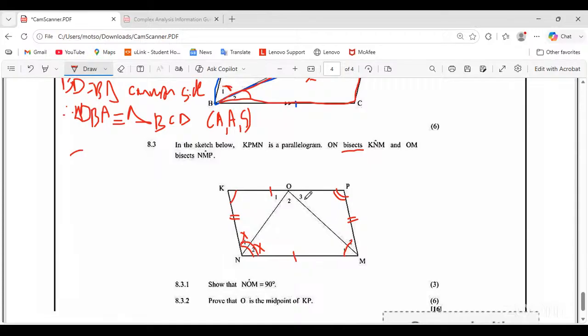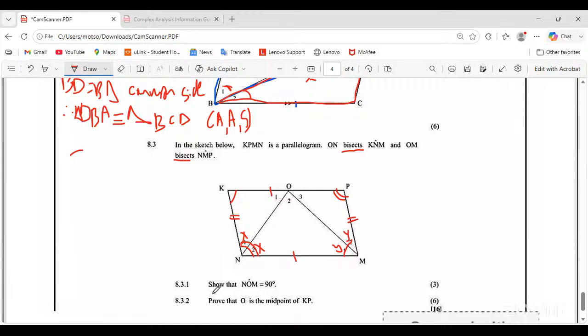Okay, and OM bisects NMP. Now, this line divides this angle into two equal parts. If this angle is Y, this angle will also have to be Y. Why? Because OM bisects this angle here. Okay, we are done with our analysis and reading the statement. Now, we understand what we are given in the statement. Now, we can dive into the questions and see what we are required to do.